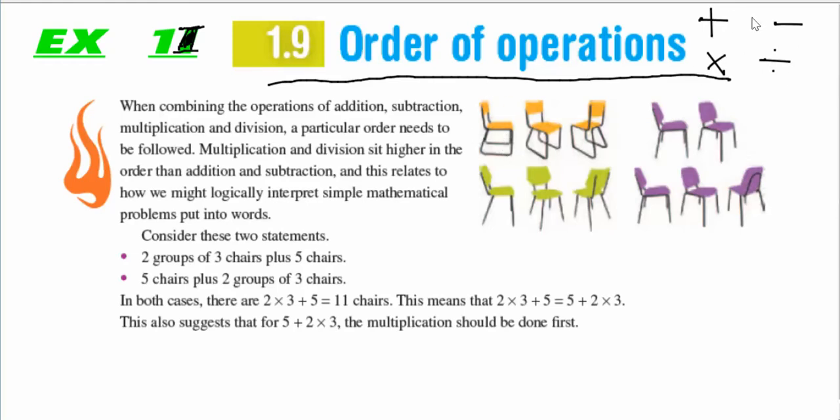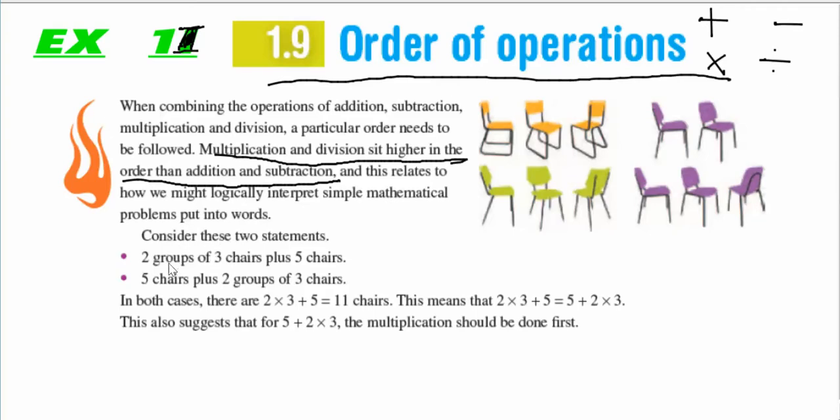Now, when a problem involves a number of these different operations all in the one problem, so you might have addition, subtraction, division, multiplication all in the one problem, there is a particular order to which you need to complete those operations. So when combining the operations of addition, subtraction, multiplication, division, a particular order needs to be followed. Multiplication and division sit higher in the order than addition and subtraction. Alright, and this relates to how we might logically interpret simple mathematical problems put into words.